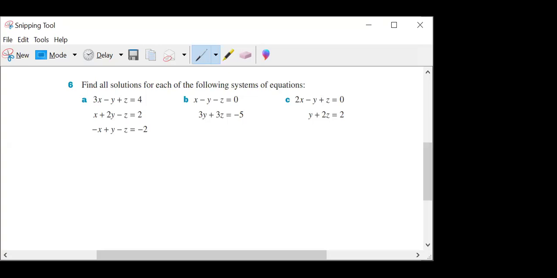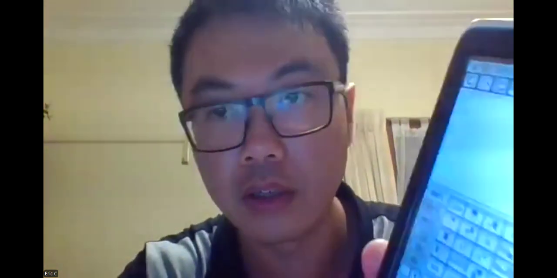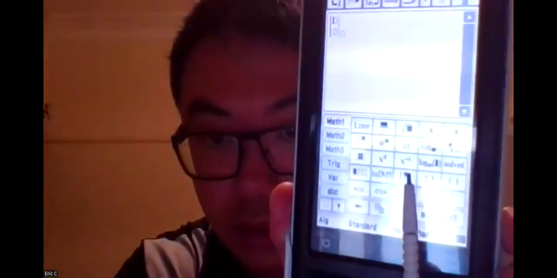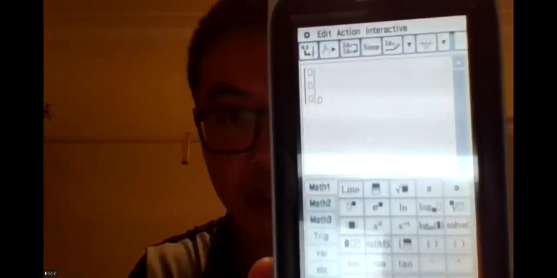With these kinds of questions, if it's a calculator active question, you should just use the calculator straight away. So I'll quickly go through the calculator here. Here we have our blank screen. Basically we just go to Math 1 and press on this icon here, and we want to press it twice so we can have these three equations ready. And then we just type in the equations.